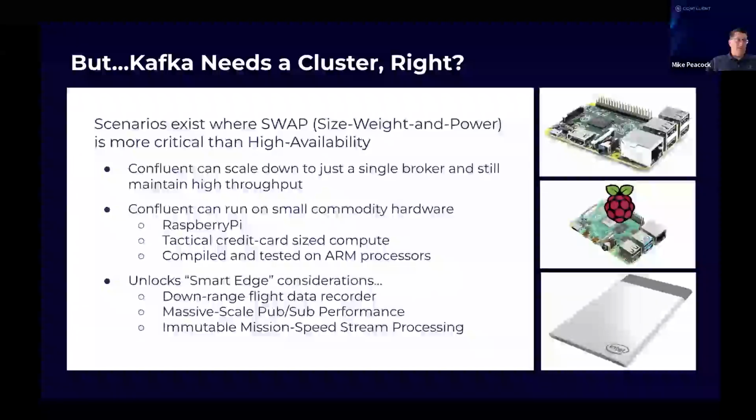We've also been able to deploy Confluent on a Raspberry Pi, a really small commodity hardware device, very powerful, or a tactical credit card size compute platform. It's also compiled and tested on ARM processors, so anywhere ARM is supported, typically at the edge, we can deploy Confluent. You really start thinking about how you can unlock some of these smart edge considerations. Look at it potentially as a downrange flight recorder, recording all those transactional events that you can play back whenever you want.